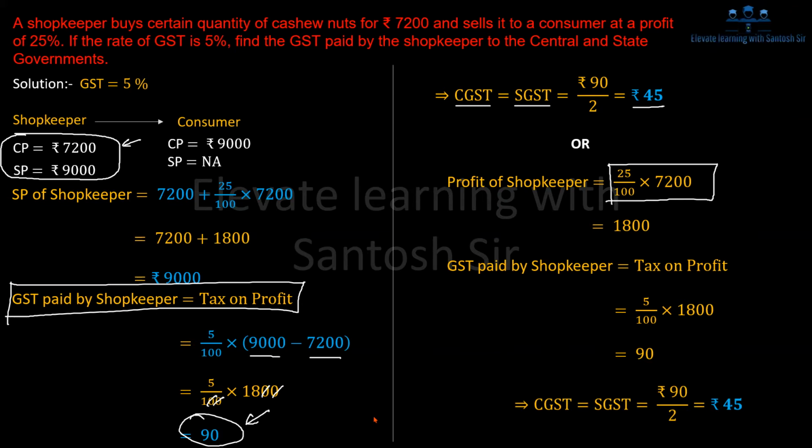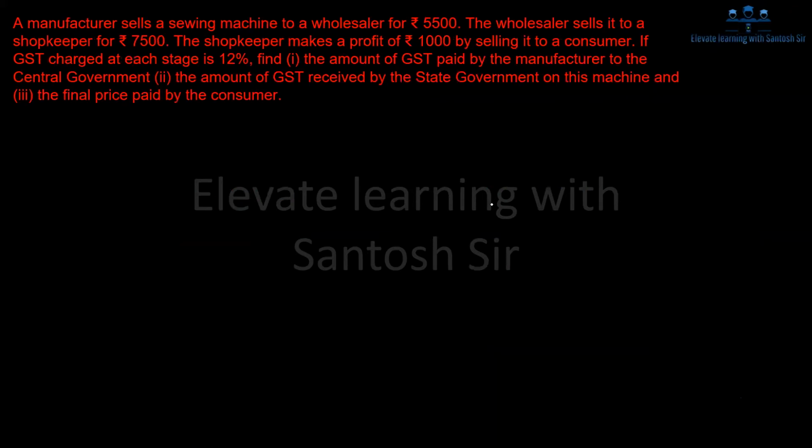Let us move to the next question. A manufacturer sells a sewing machine to a wholesaler for rupees 5,500. The wholesaler sells it to a shopkeeper for rupees 7,500. The shopkeeper makes a profit of 1,000 by selling it to a consumer. If the GST charged at each stage is 12%, find the amount of GST paid by the manufacturer to the central government, the amount of GST received by the state government on this machine, and the final price paid by the consumer.